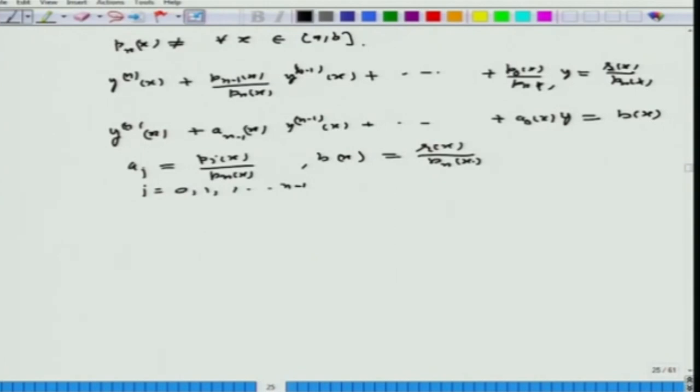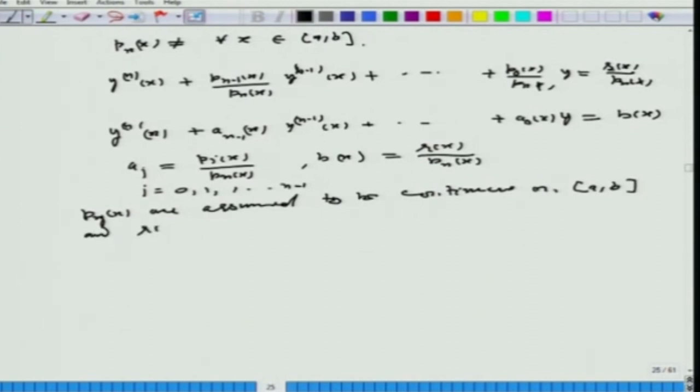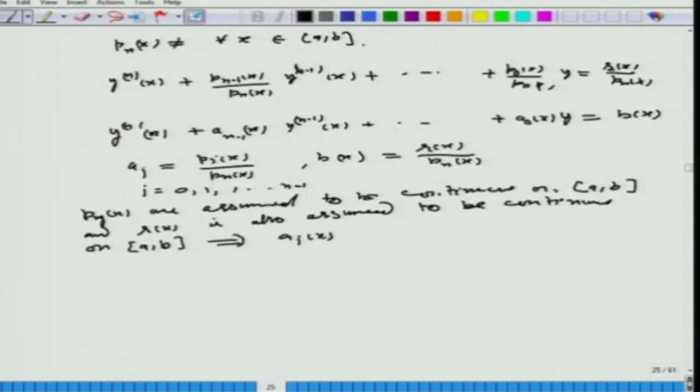Now, since all these Pj(x) are assumed to be continuous on [a,b], and R(x) is also assumed to be continuous on [a,b], this would imply that these A_j(x) and B(x) are continuous on [a,b].